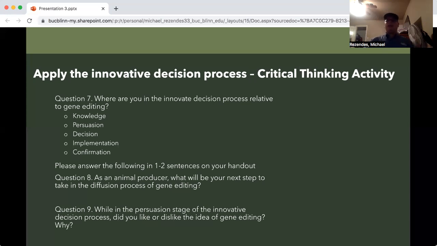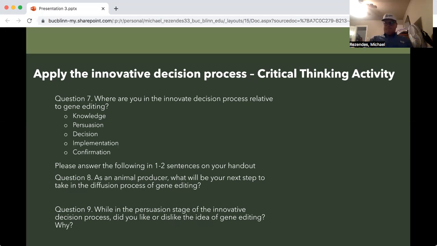From there, I want to move on to a critical thinking activity. These are questions 7, 8, and 9 on your handout here. So we should have questions 1 through 6 already answered. And this is merely a personal answer to these questions. There's not necessarily a right or wrong answer. So, where are you at in the innovative decision process relative to gene editing?